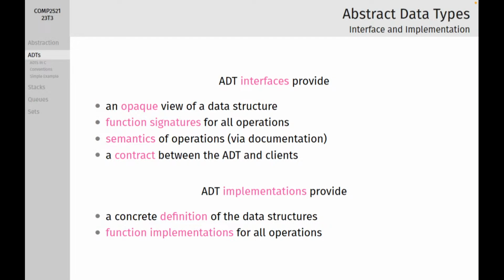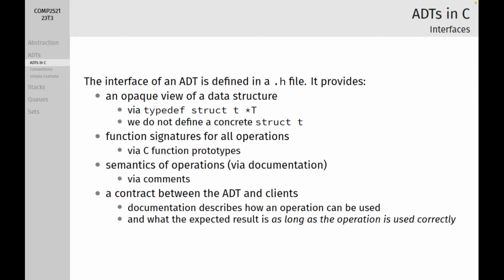Okay, and an interface basically gives you a contract between the ADT and the clients. And we'll get into what that means in a bit. All right, and then implementations, what do they provide? Well, they provide a concrete definition of the data structure, because an interface doesn't provide that. The interface only provides the operations that you can perform on it. The implementation actually defines the data structure, and it also provides implementations for all the operations.